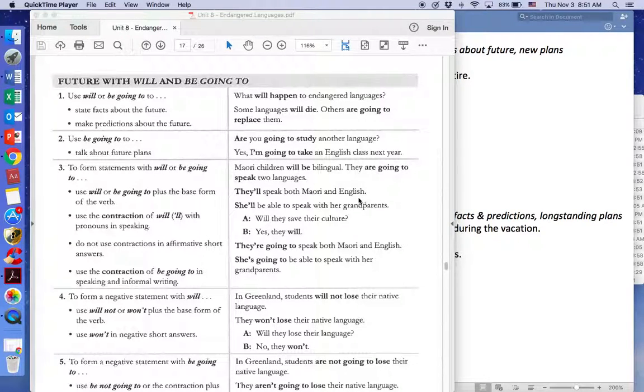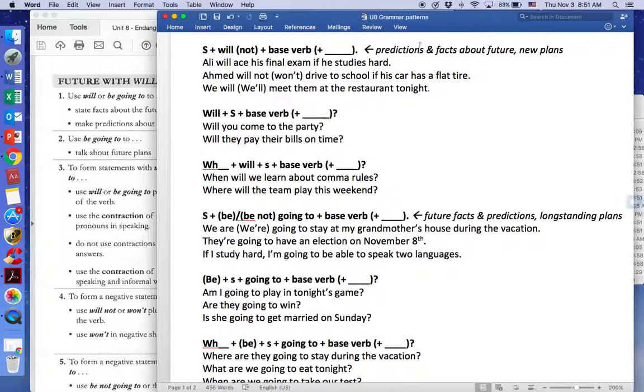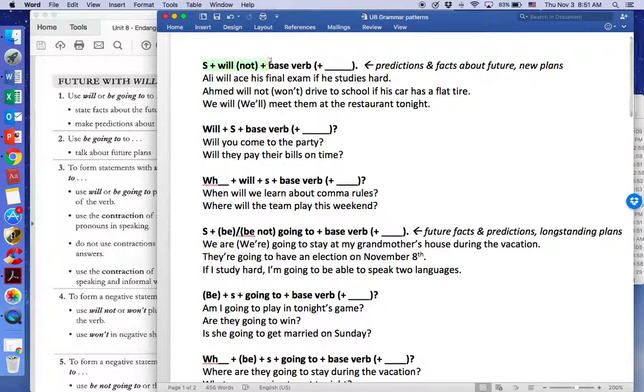Let's take a look at the future tense with will and going to. First of all, we're going to use will or be going to state facts about the future or to make predictions about the future. Here's our basic sentence structure: subject followed by will or will not, and in speech won't, followed by a base verb and then an optional clause. Again, predictions and facts about the future and new plans about the future.